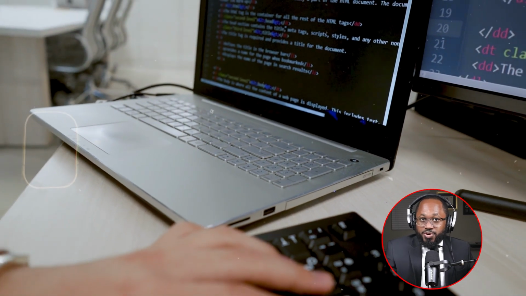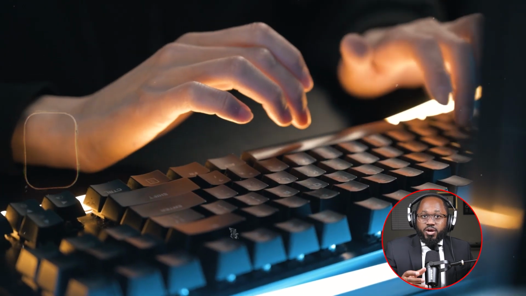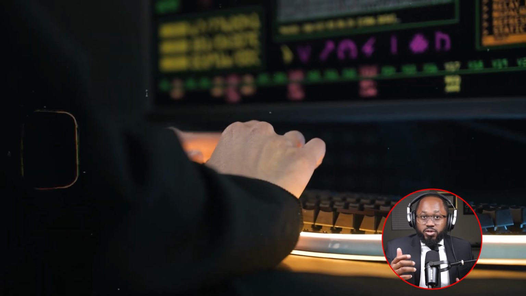Next, we have network security protocols, and security protocols are protocols that use security measures such as cryptography and encryption to protect data. Examples include SFTP, SSL, and HTTPS.